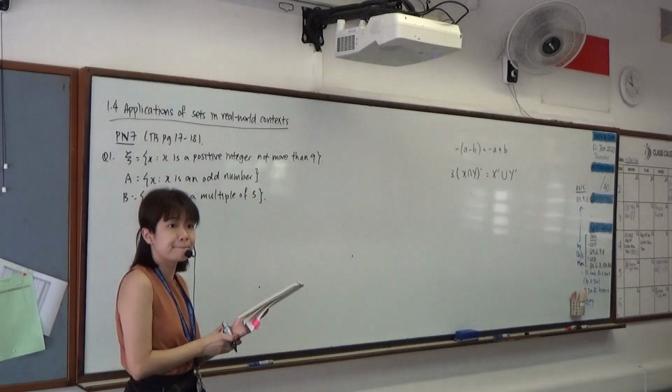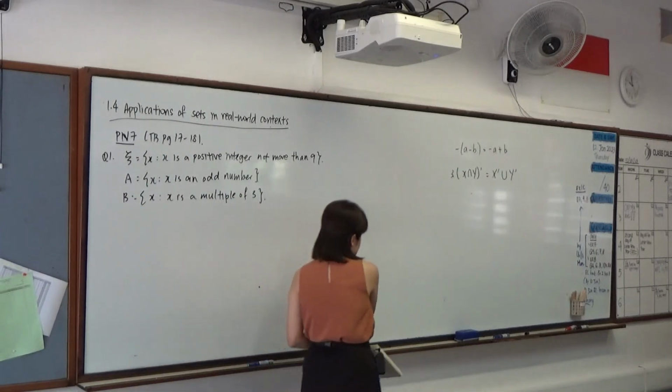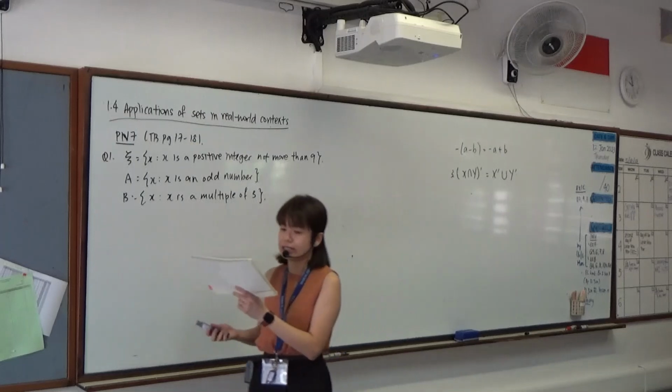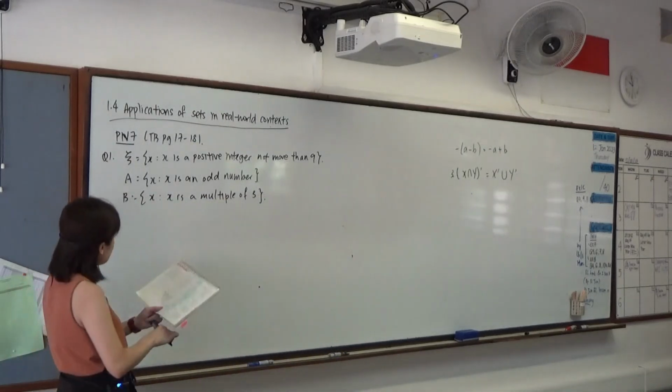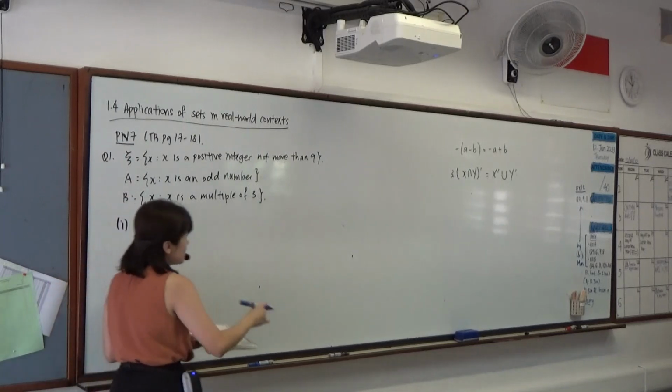So far? Right, let's look at practice now 7. We are given these 3 sets over here. We have the universal set and then set A and set B. Okay, let's very quickly list out all the elements in the universal set.